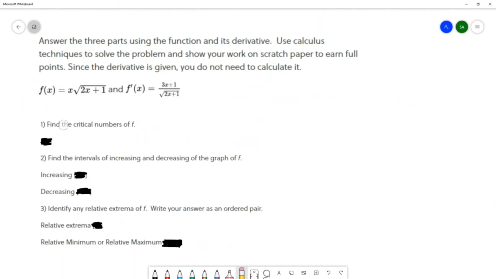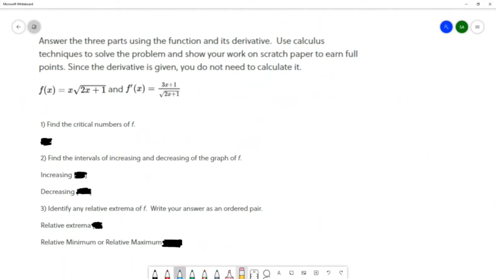We want to find the critical numbers of f, find the intervals of increasing and decreasing for f, and identify the relative extrema for f. We're going to write our answer as an ordered pair and also identify which type of relative extrema we have, whether it's a minimum or a maximum.